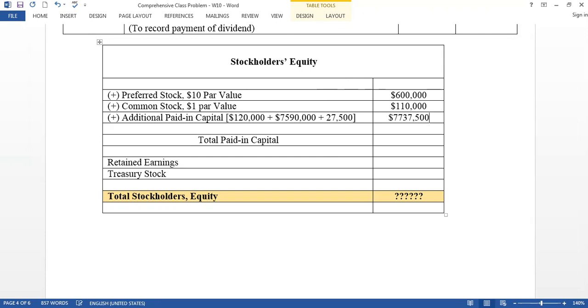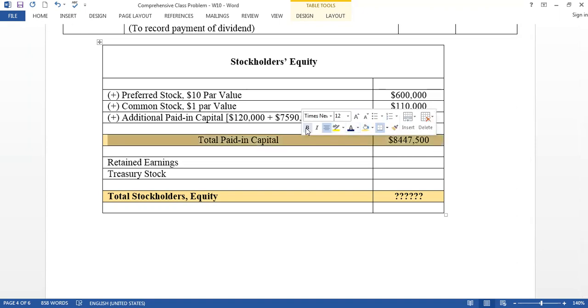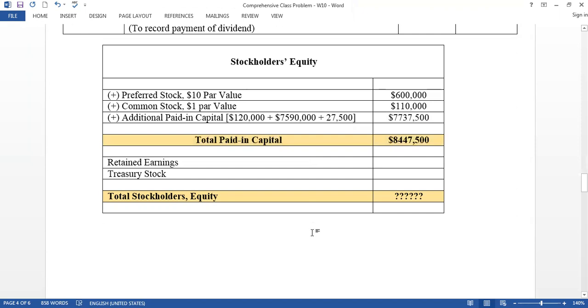So we know this is our preferred stock, we know this is our common stock, and we know this is our additional paid-in capital. We add all together, and it is called total paid-in capital. So total paid-in capital is 8,447,500. This is the total paid-in capital.